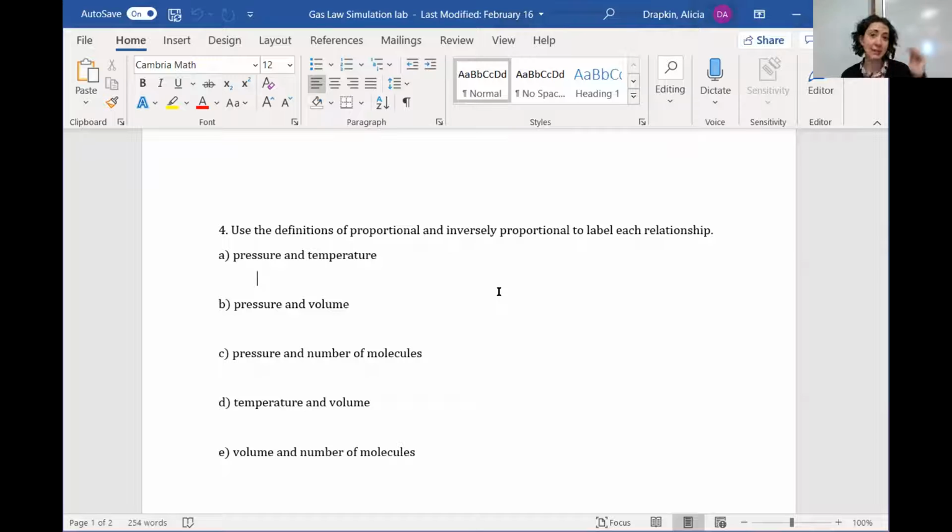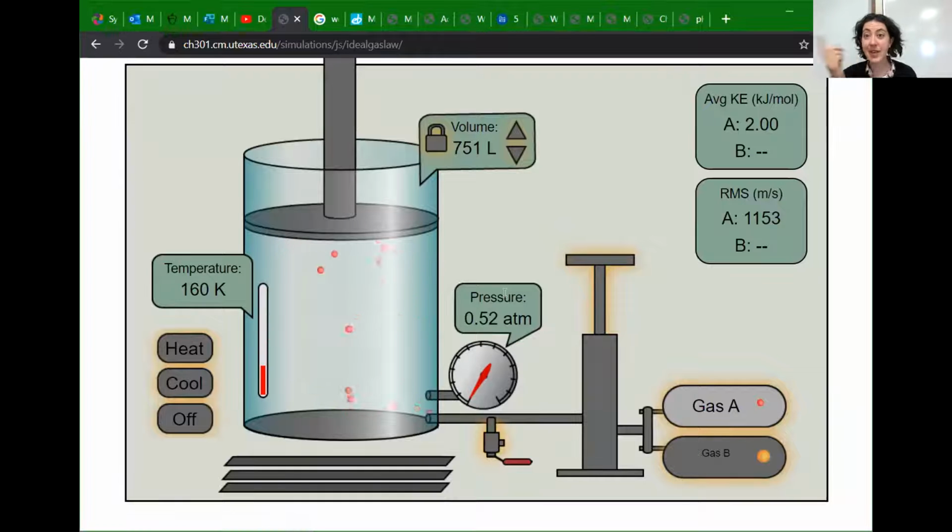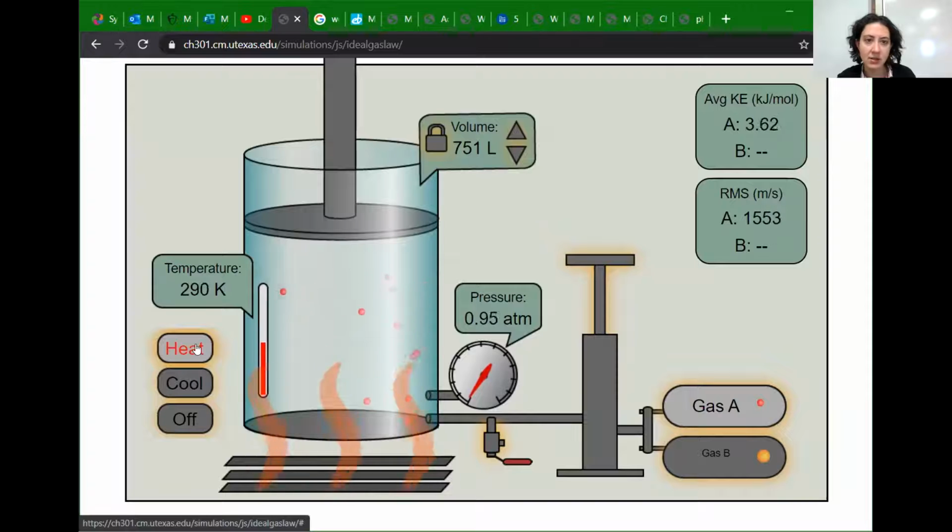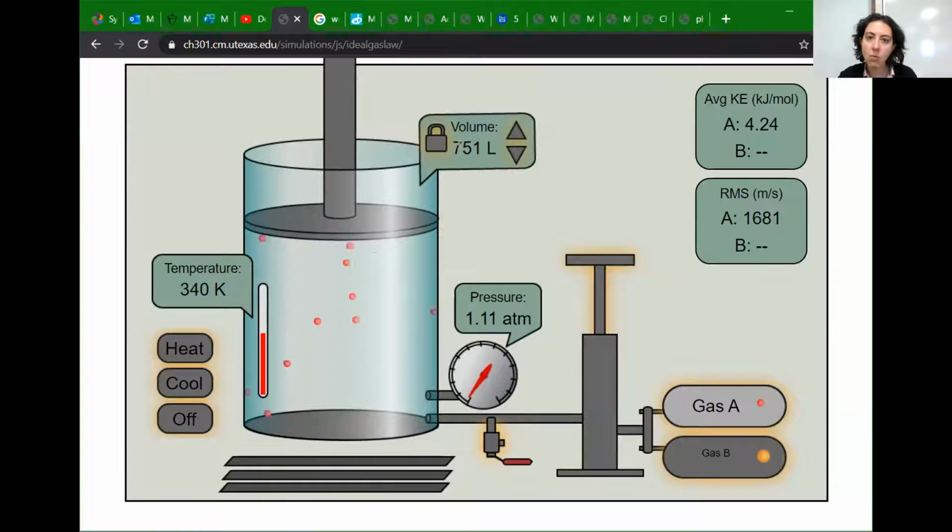And you're going to need to do the same thing for all the other ones. If you're not really sure, you can always just go back to the simulation. So for example, pressure and volume, let's give that one a try. We can't really change pressure, but we can change the volume. So I'm just going to heat this up just a little bit. Okay, so we have the volume, it's at 751.